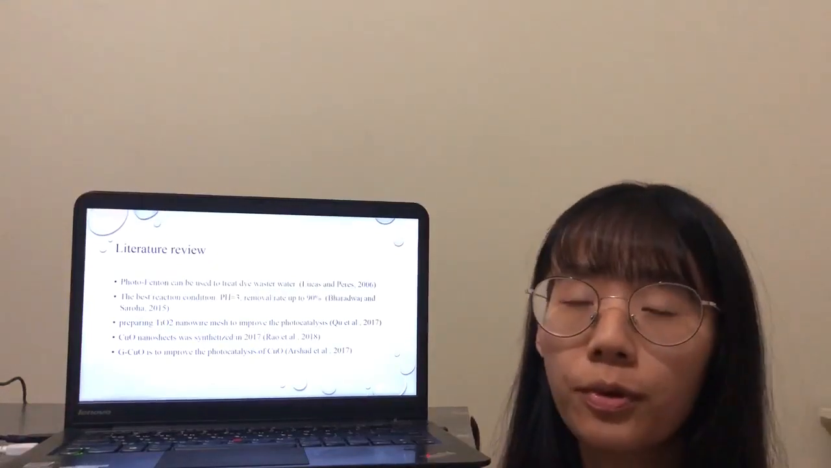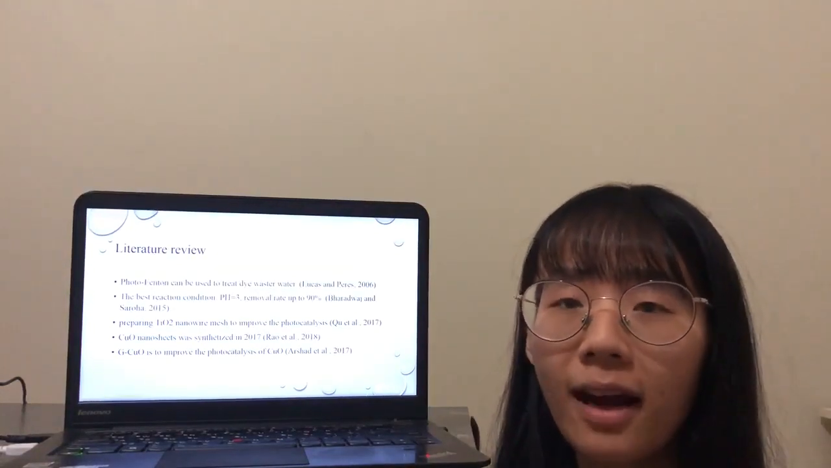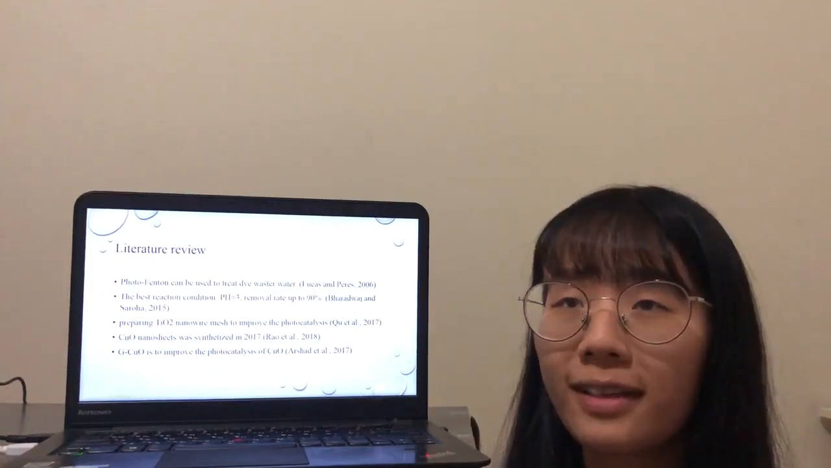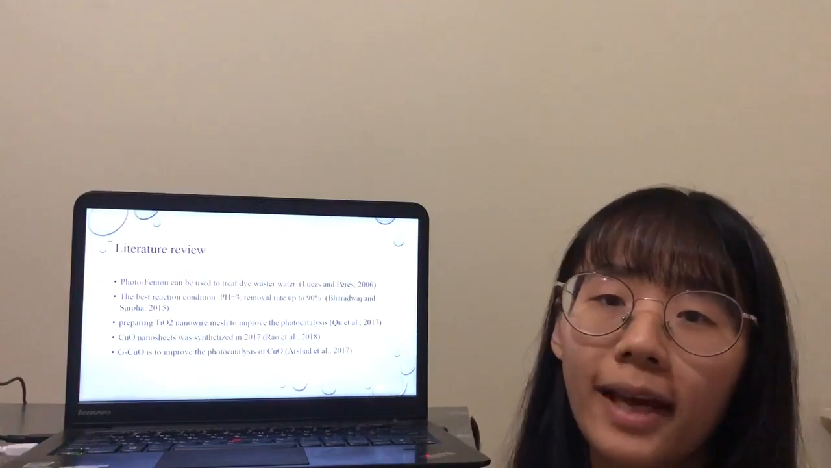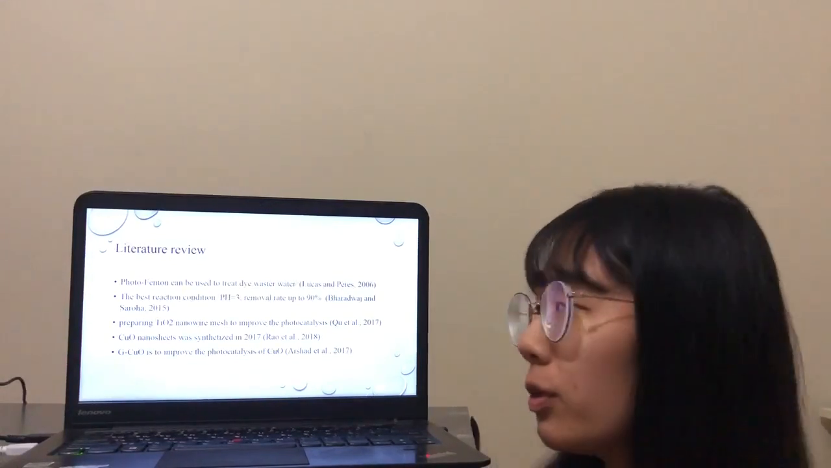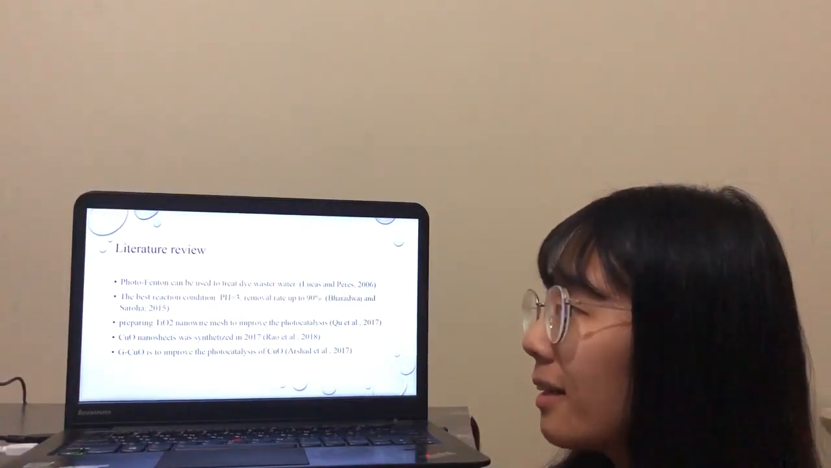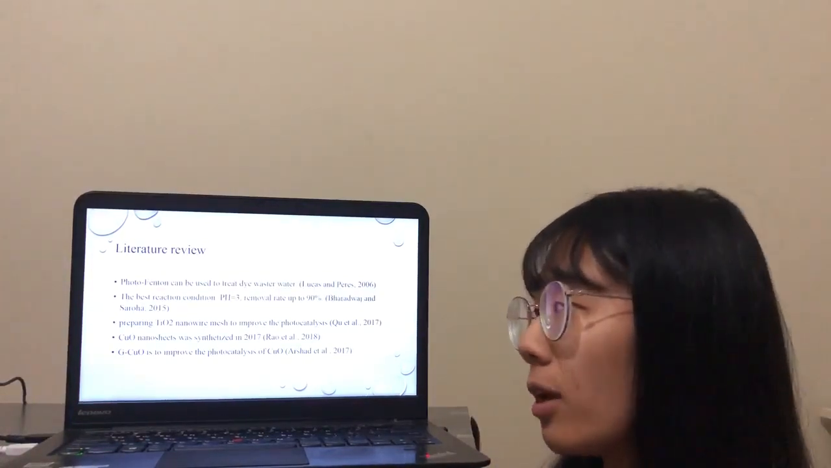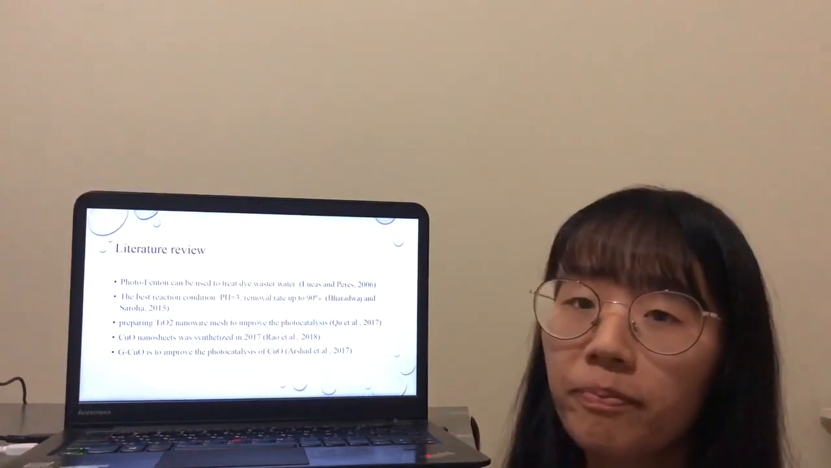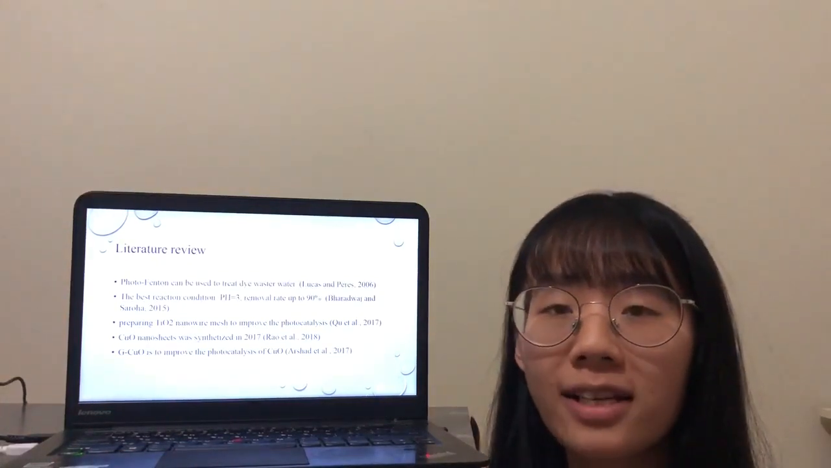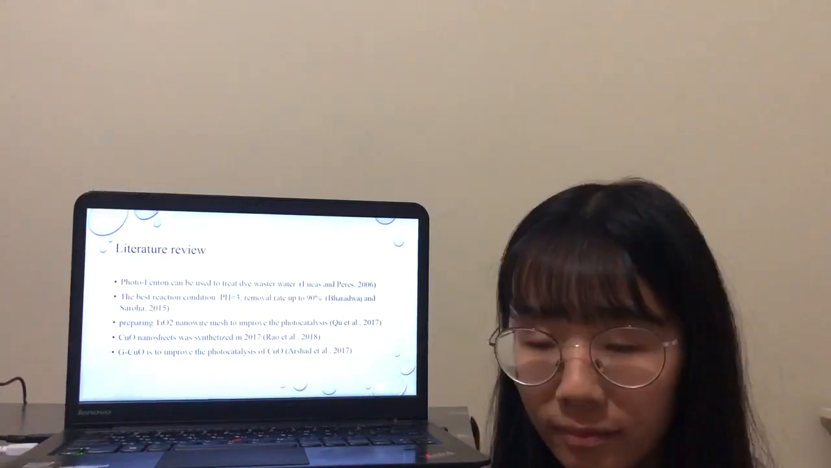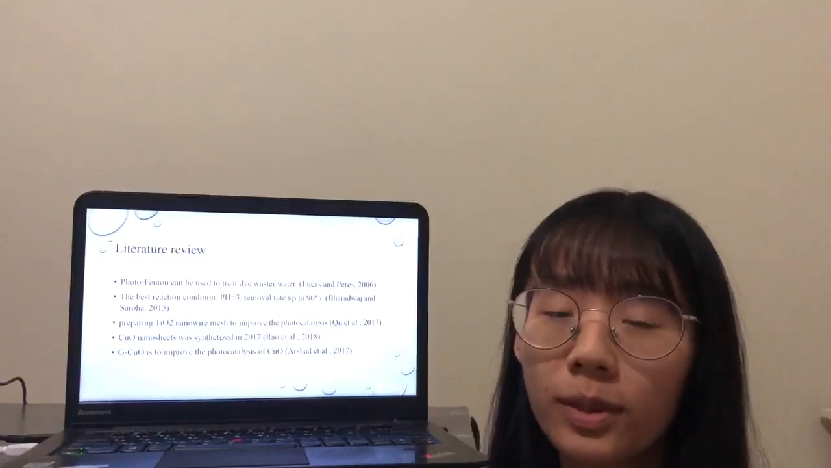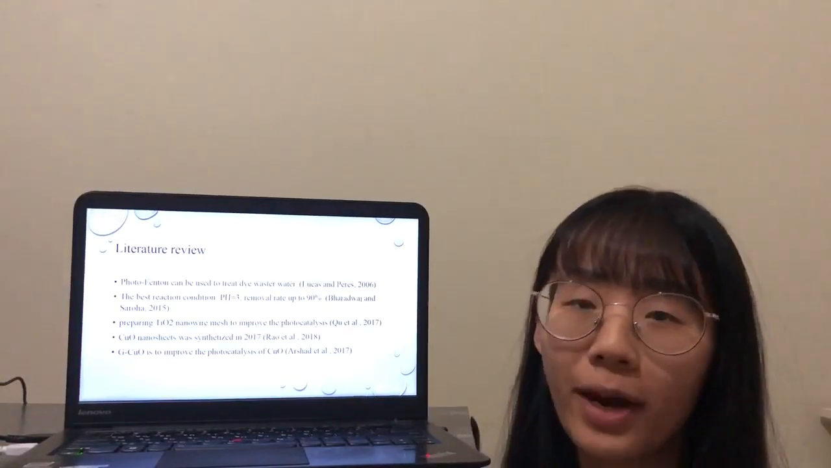And the literature review. I have read many articles in these fields. Some of them are about the photo-Fenton process and others are about photocatalysis. About the photo-Fenton process, researchers found that it can be used to treat dye wastewater in 2006. Many studies confirmed that the best reaction pH of the photo-Fenton process is 3, and the removal rate of dye in wastewater can reach 90%. It's very high.